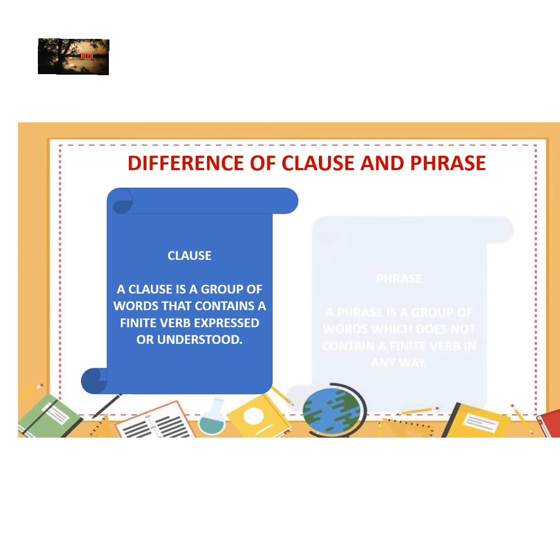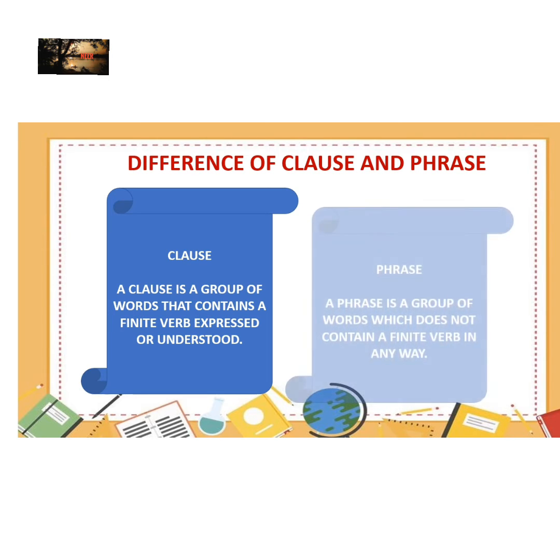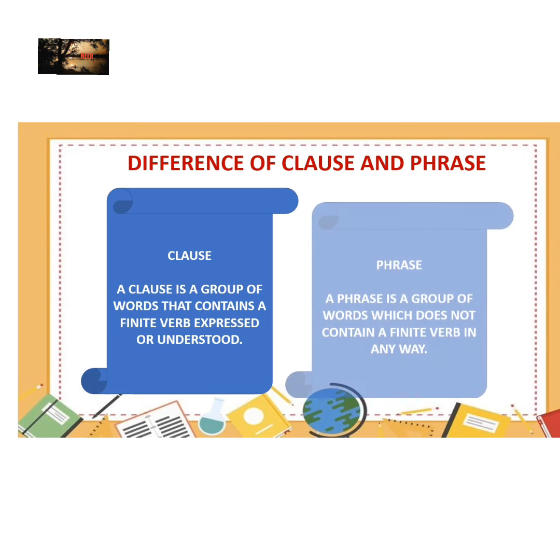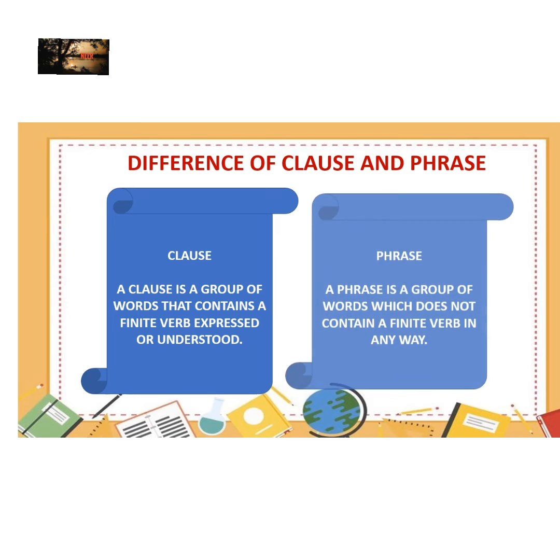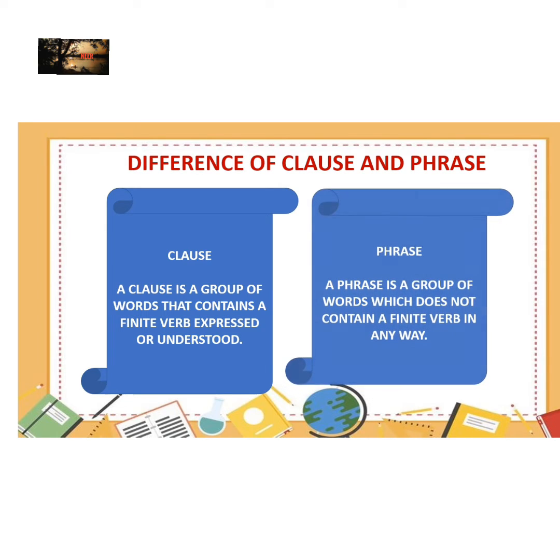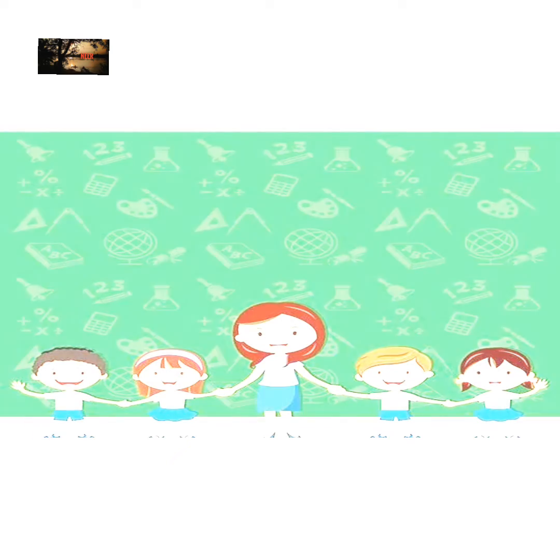And a phrase is a group of words which does not contain a finite verb in any way. That means ফ্রেজের মধ্যে ফাইনাইট ভার্ব কোনো মতেই থাকবে না, আর ফাইনাইট ভার্ব ছাড়া ক্লজ কখনোই হবে না। Now we will see the different types of clauses.